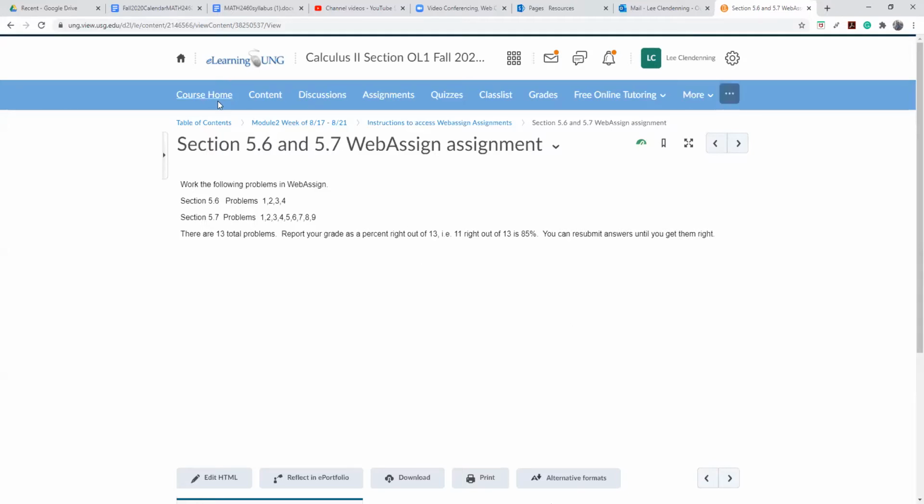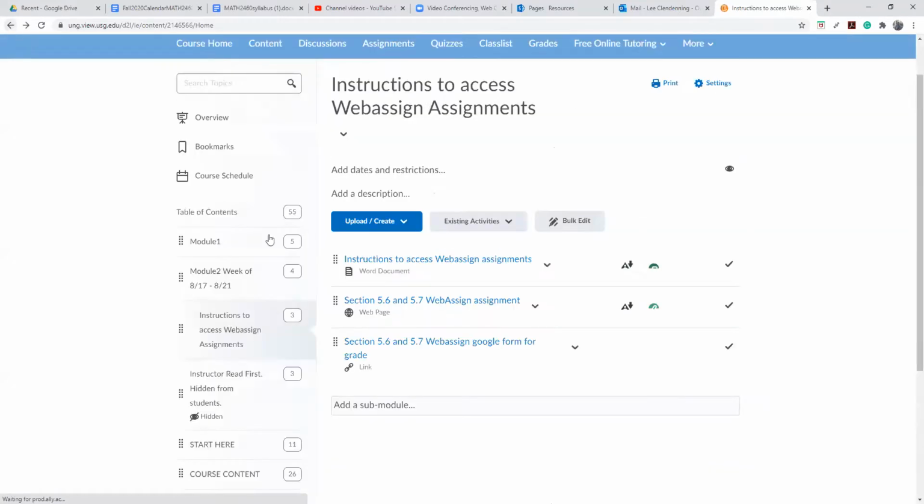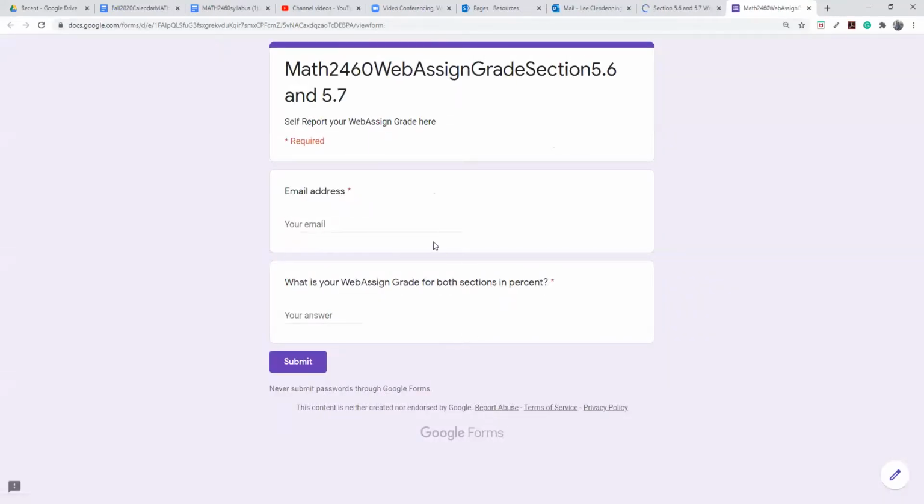So let me point out where you're going to report your grade, because WebAssign is going to give you a lower grade since I've left off some problems. What I want you to do is go to this WebAssign Google form for grade, and enter your email address so I can identify you, and tell me what percent out of 13 you got right. Just give me the number. If you got all of them right, you got 100%. Just enter 100. Does that help? Yes. Okay. I got it now.